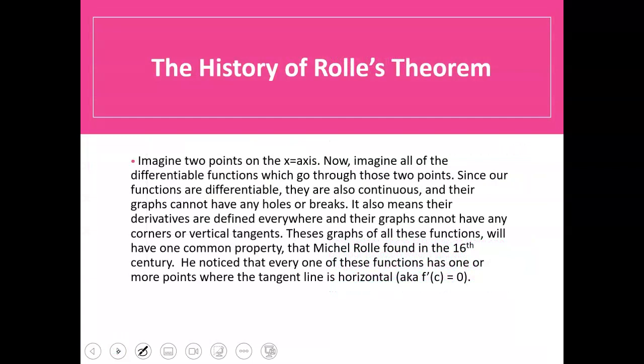So the history of Rolle's theorem, basically it says you have these 2 points on the x-axis that are at the same height on the y-axis. Our function's differentiable, our function's continuous, meaning no breaks, no holes. That means that there is a derivative everywhere along that function. What he said was that there's a tangent line that will be horizontal. So he was like, hey, I'm going to take mean value theorem, I'm going to make my own theorem, I'm going to name it after my last name, and I'm going to use 0 as my particular condition.